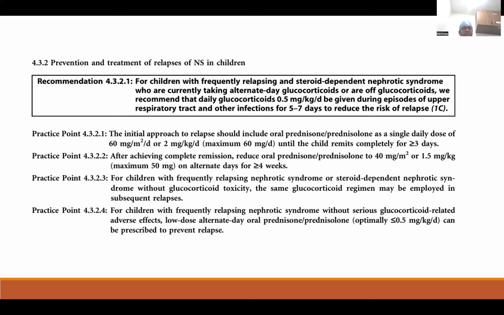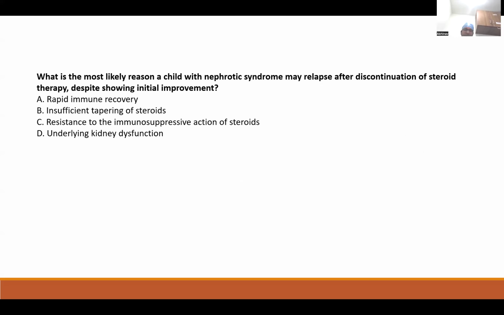But if this child is frequently relapsing or steroid dependent, without any glucocorticoid toxicity, instead of stopping the steroids after giving alternate day for 4 to 6 weeks, you put the same child on low dose alternate day steroids, that is 0.5 mg per kg per day, to prevent further relapses. Hope you're clear with this. But in any case of steroid dependent nephrotic syndrome, once there is glucocorticoid toxicity, you have to go for steroid sparing agents.